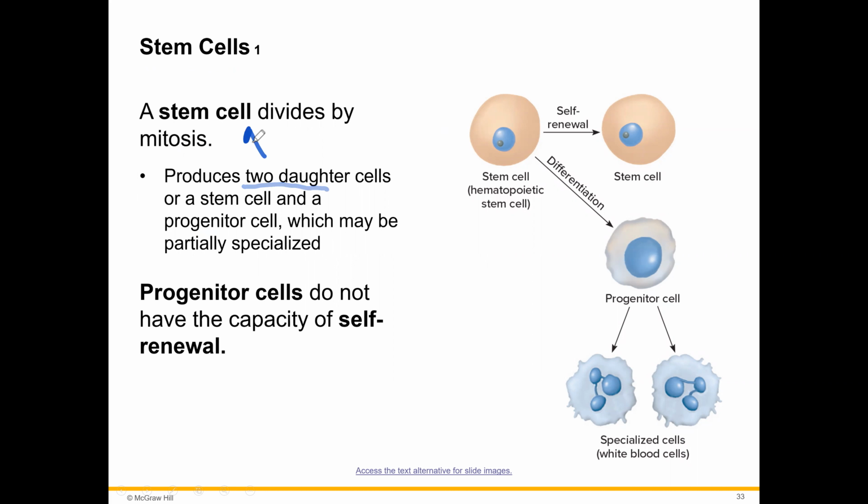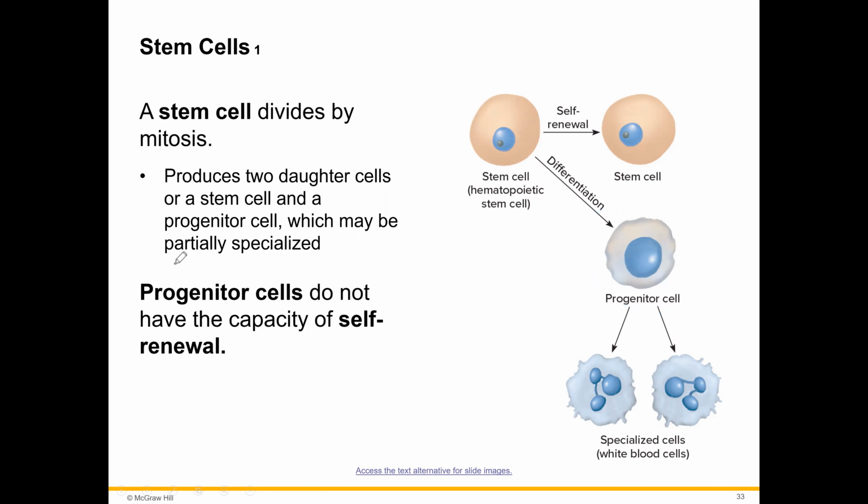But a stem cell is different, because a stem cell is going to self-renew. It's going to produce a stem cell. So you never completely run out of stem cells, right? Because every time stem cells divide, you have a new stem cell. And the second cell is called a progenitor cell.